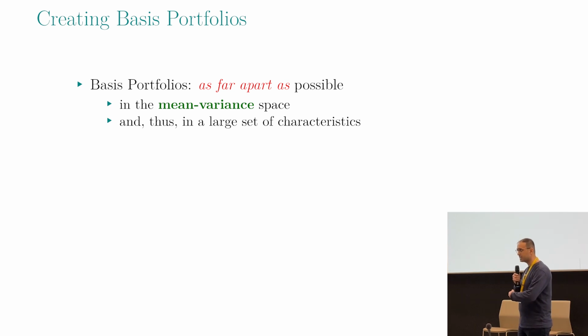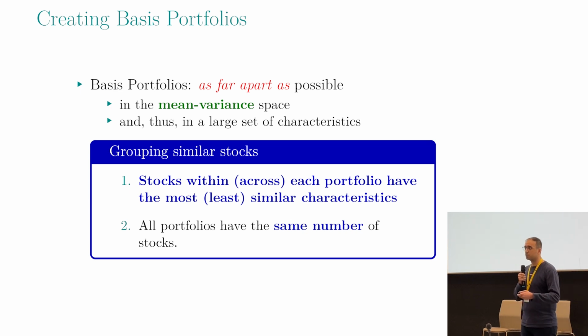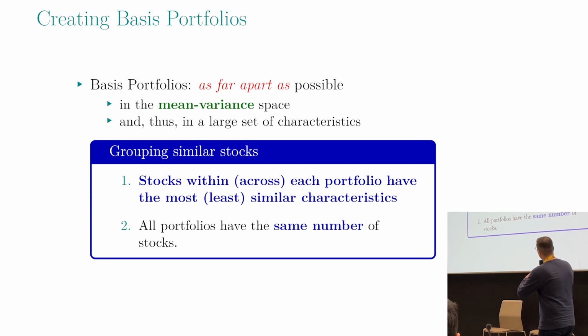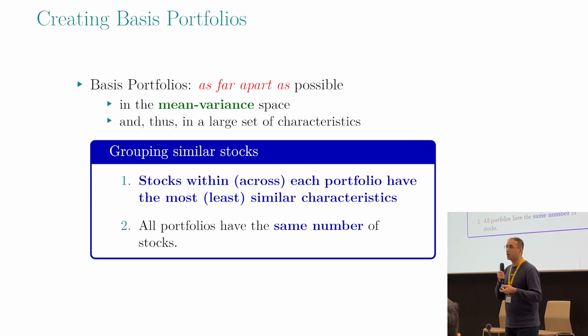So having this in mind, I propose sorting stocks into decile portfolios with two simple objective functions. The first one is that I sort the stocks into decile portfolios so that stocks within each portfolio should have the most similar characteristics, and equivalently stocks across portfolios should have the least similar characteristics. And then all of the portfolios should have the same number of stocks. And I measure this similarity of characteristics as the Euclidean distance between the vector of 129 characteristics.